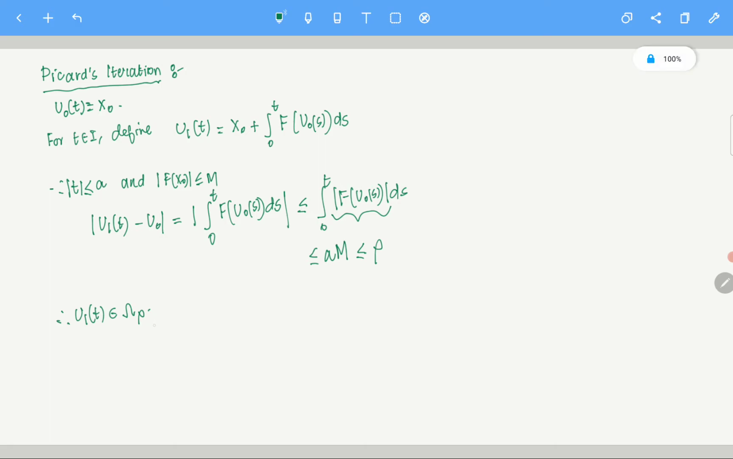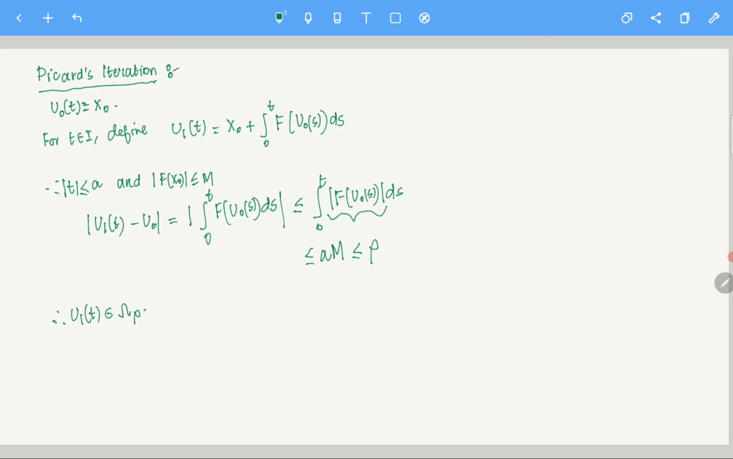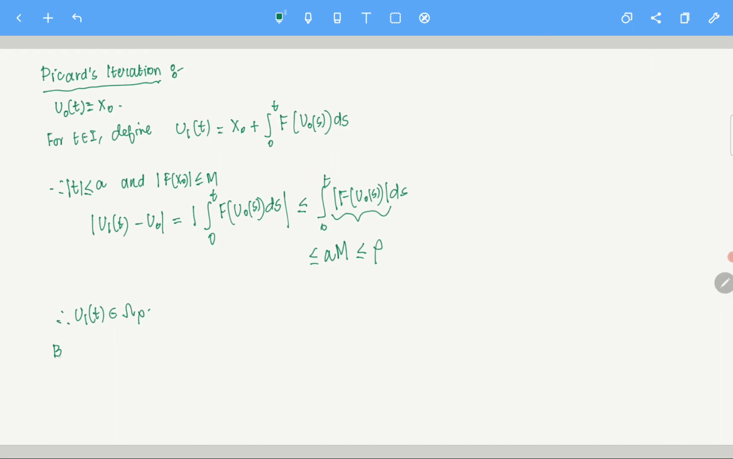Now of course by induction you can show that, let me write it down, this part I am not doing, you can try it out if you want. So I can show that |uk(t) - x naught| is less than rho. This holds for all t in I. Clear? We are not bothered about it, that's fine.